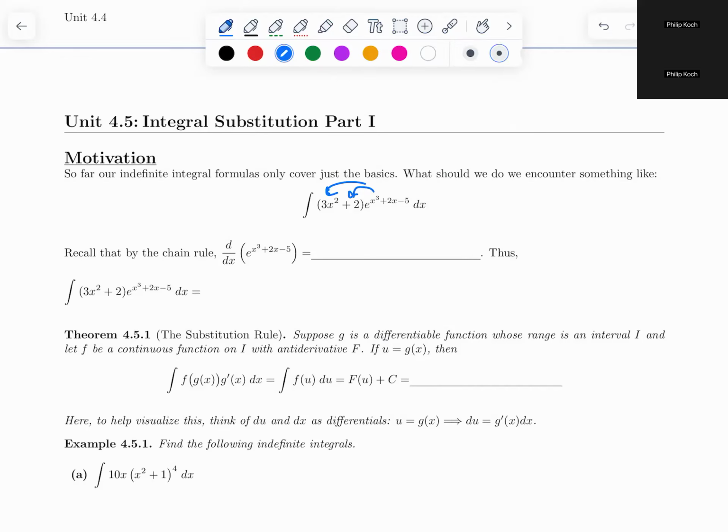However, now you might notice this, maybe you don't, and I wouldn't expect you to, at least not yet, that if you take the derivative of e to the (x cubed plus 2x minus 5) by the chain rule, we get e to the (x cubed plus 2x minus 5) times (3x squared plus 2).